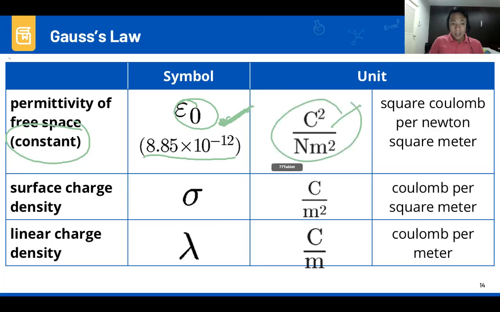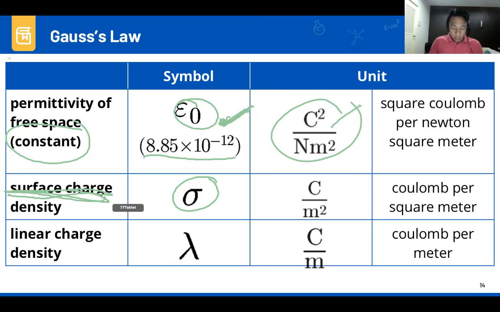Surface charge density, we have this kind of symbol. If I'm not mistaken, this is sigma. Kung mali ako, comment nyo na. Basta parehas lang. If we are studying statistics, this is the same as the standard deviation. Correct? This is standard deviation.